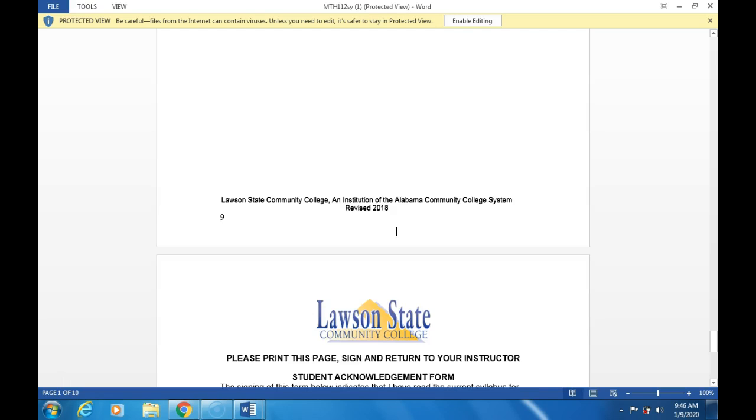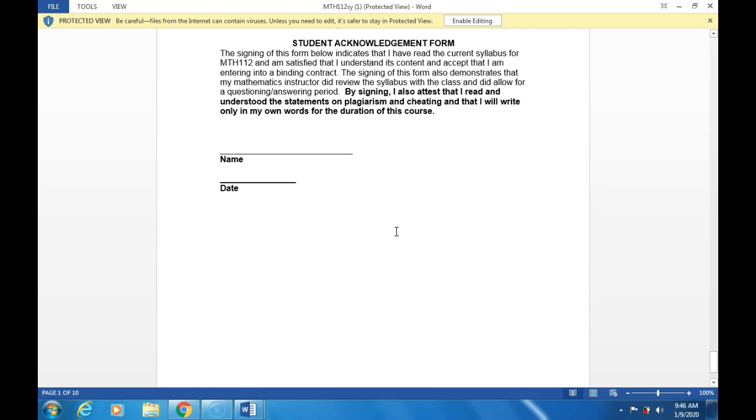But at the very end, once I get all changes made, there is this last page, the student acknowledgement form. Please, when I have got all the corrections made, print this and sign it or just email it to me at the end of the term.